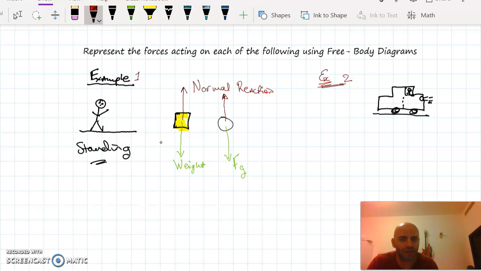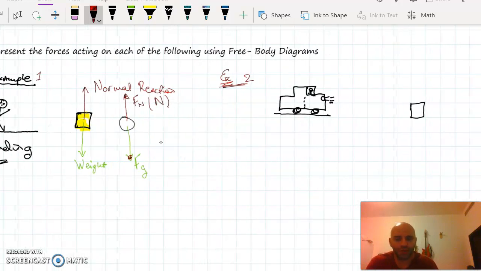So again, just have a look back on the list of forces that we looked at in class. The normal reaction force might sometimes be called Fn. I will often call it Fn, or maybe people would just call it uppercase N for the normal reaction force. Okay, so that's him. Done.